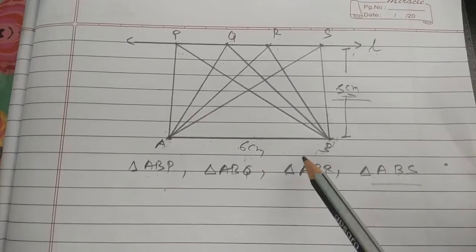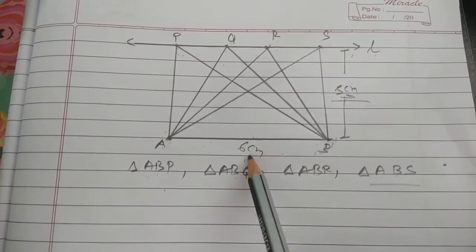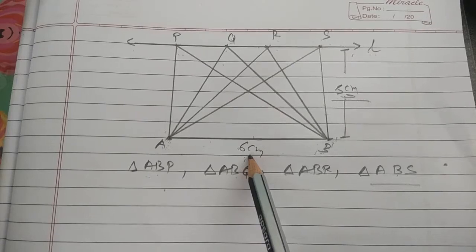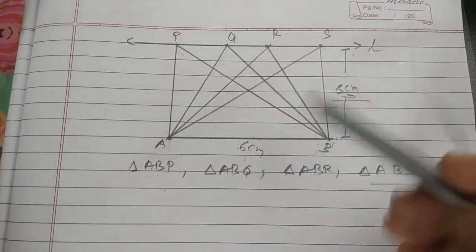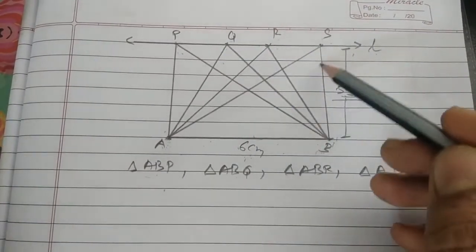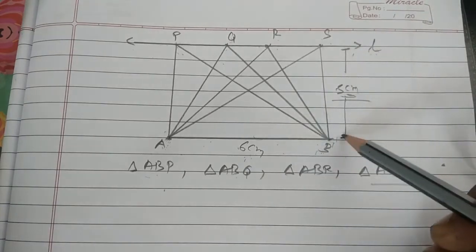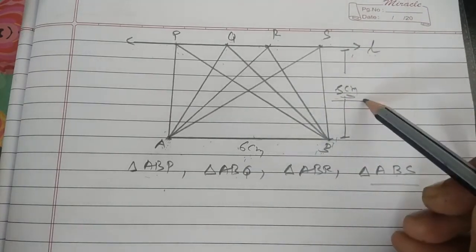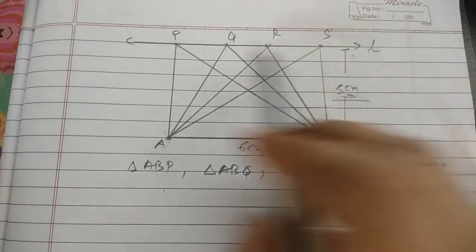We will take one more example. Here we have to draw line segment AB 6 cm, and from that line segment we will draw a parallel line L. Between this parallel line L and AB, the length is 5 cm.